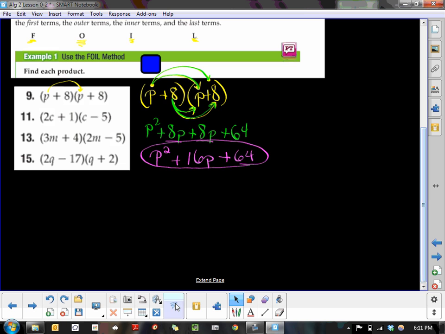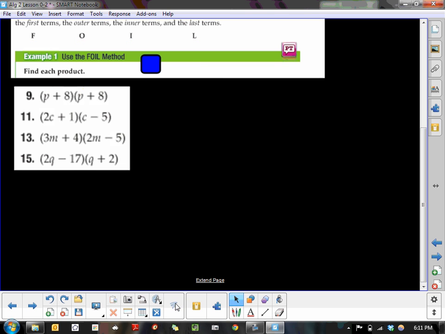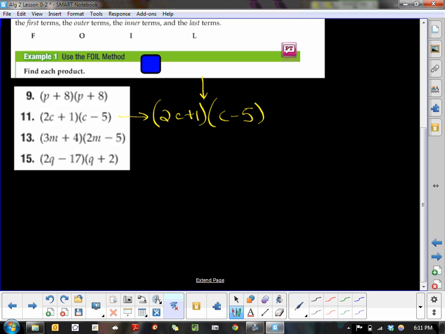Let's go through it again. What we're doing on this problem is multiplying two binomials together. So I'm going to take 2c plus 1 and multiply it times c minus 5. The multiplication is implied anytime we have two parentheses next to each other. So now I'm going to do the first terms. The first terms tell me to do 2c times c, which is 2c squared.